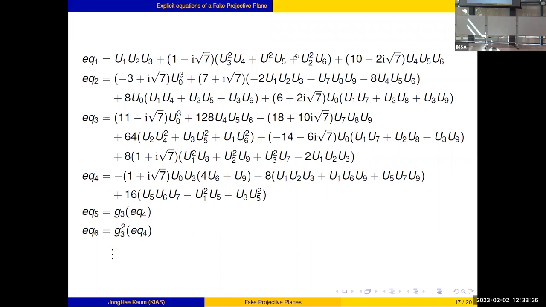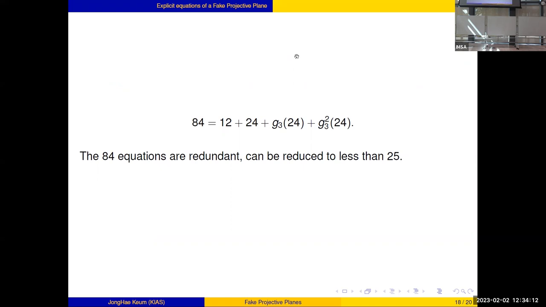So in this way, we have equations like this. This is just part of them. Out of them, first equation, second equation, third equation, fourth equation, fifth equation. Here, the fifth equation is the image of the fourth equation under the order 3 motion, rotating coordinates. So the 84 equations consist of 12 equations and 24, plus the orbits of these 24. And clearly, these 84 equations are redundant, and can even be reduced to less than 25.